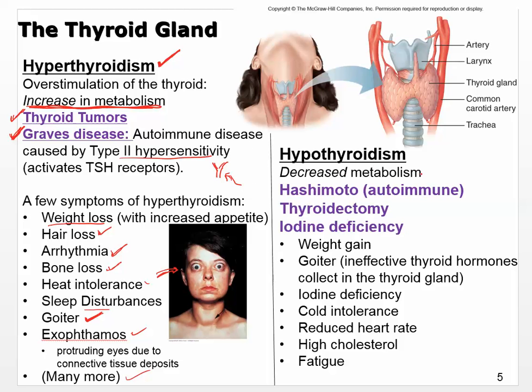Hypothyroidism is when you are not making enough, so you don't have enough thyroid hormone. Some of the symptoms are pretty much just the opposite. So it's a decreased metabolism, and some of the examples are Hashimoto's, which is an autoimmune disorder that prevents the production of thyroid hormone, and thyroidectomy, where you have your thyroid gland removed or part of it. And then iodine deficiency. If you don't have enough iodine, you're not going to make enough thyroid hormone. So we see kind of the opposite.